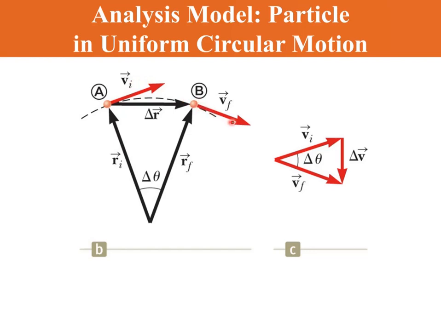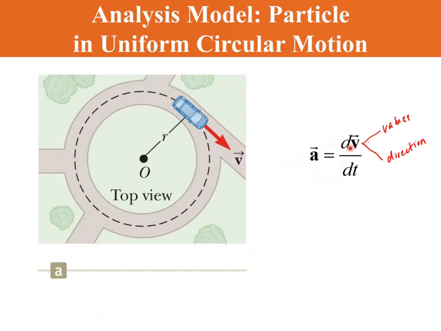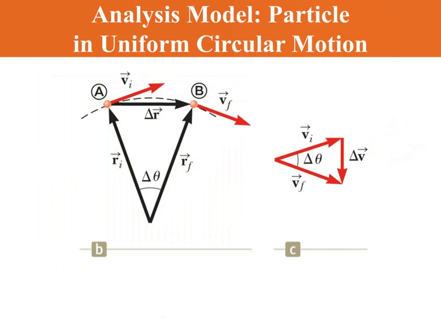We can see that the direction of vi is like this, and the difference between the two directions can be shown in this diagram, where vi is like this and then vf is like this. So these two will produce delta v. According to the previous equation, delta v produces acceleration, and the acceleration in that motion will be directed as delta v, which is in this direction.